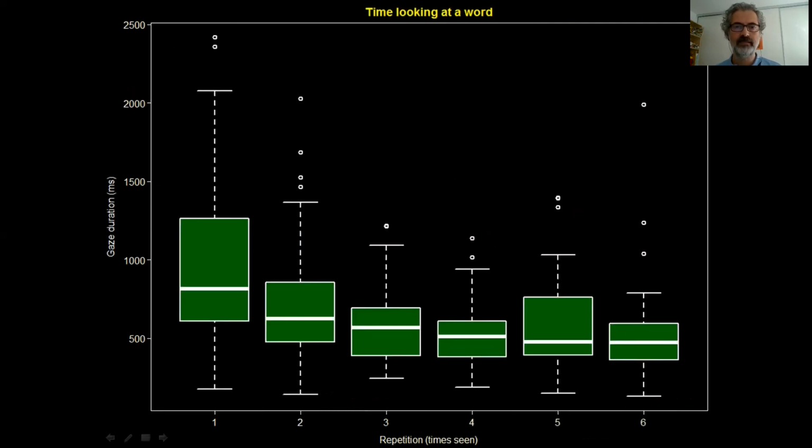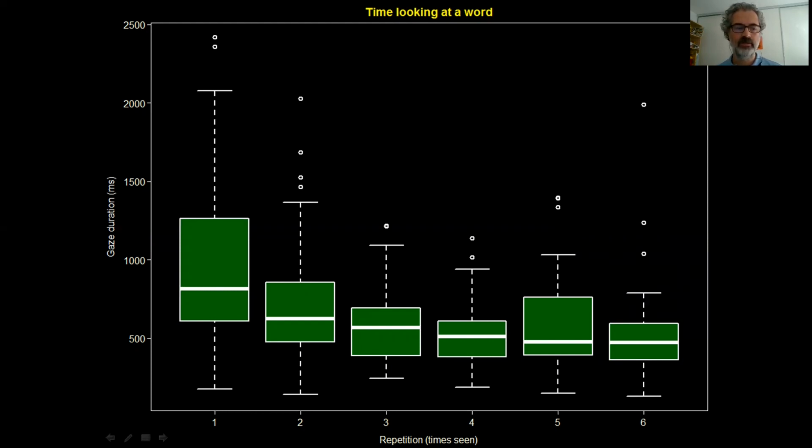Here is one final case. This is time looking at a new word while reading. So these are from kids in grade 5 reading sentences in which there are some made-up words they've never seen before, but they encounter these same novel words in several sentences. And we use eye tracking to measure how long they look at each word.